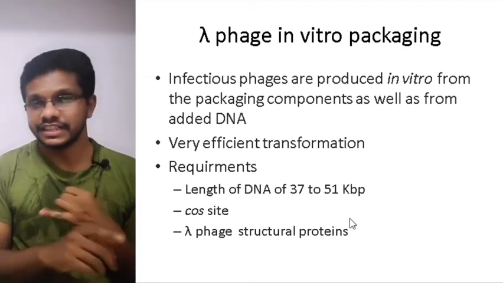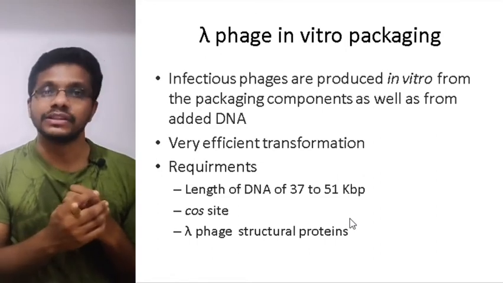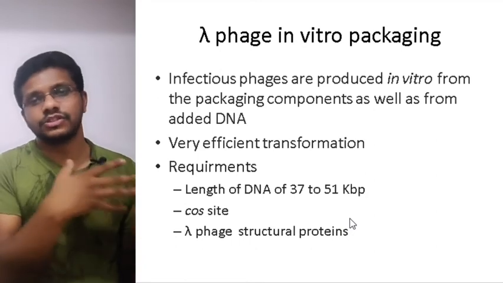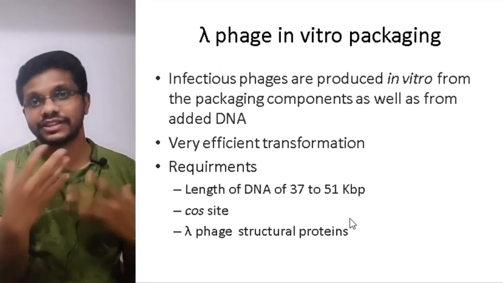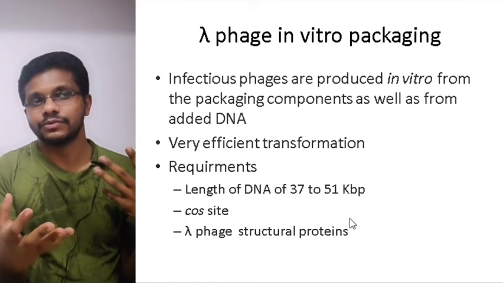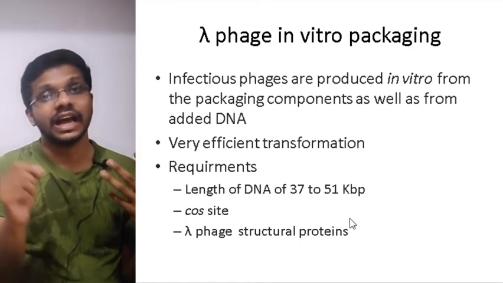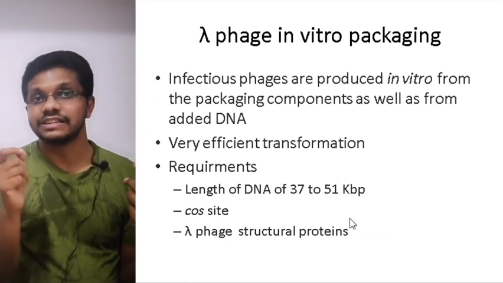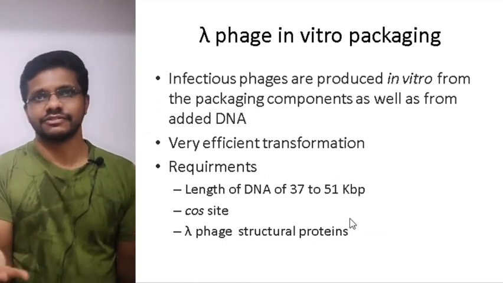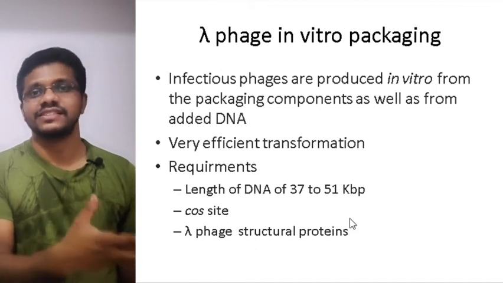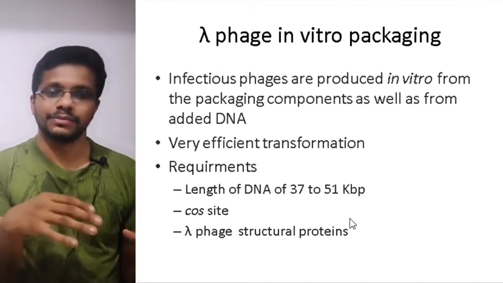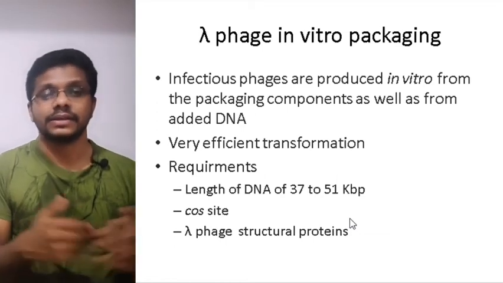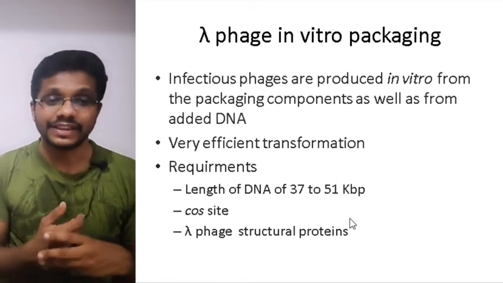If you have the DNA with the cos site along with the head and tail proteins and other accessory proteins, we can actually make the infectious virus. What we are putting in the test tube will be the DNA and the proteins, but what we are getting after the packaging is the infectious virus. Just making artificial life, we can make infectious viruses in a test tube. Maybe people will try to make bioweapons like that. Okay, that's also possible.